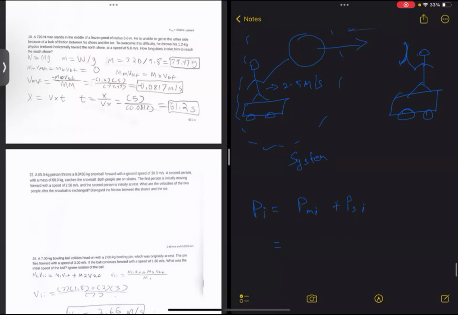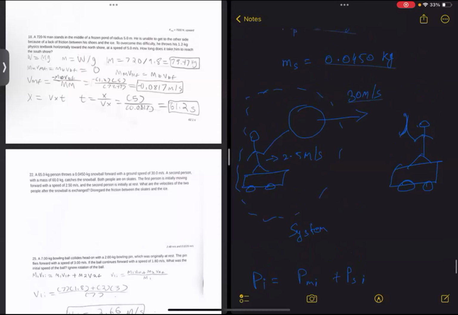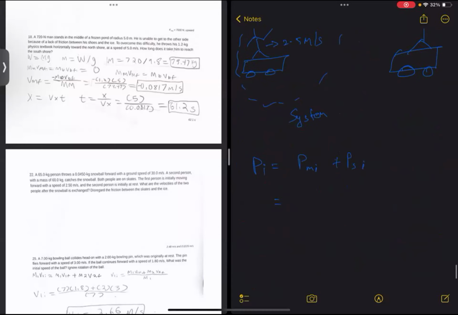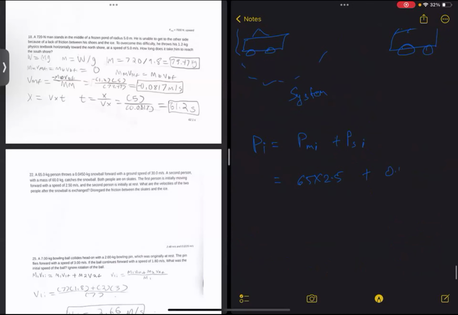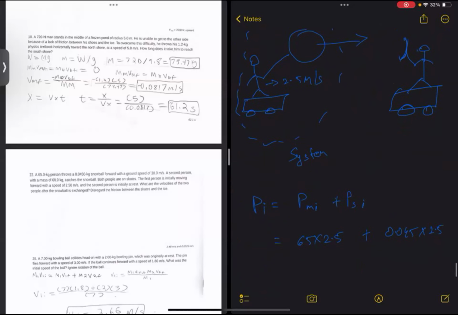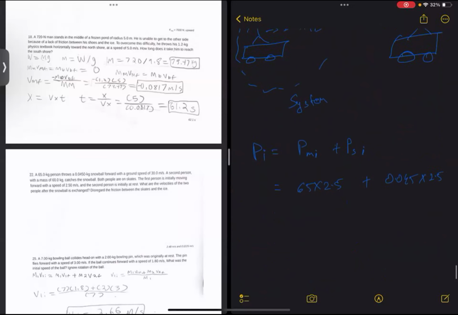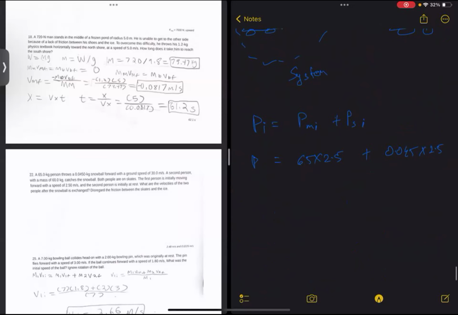What is the mass of the person? That is 65 kg. So 65 kg multiplied by 2.5 meters per second. And the snowball is of mass 0.045 kg, and that is also moving at 2.5 meters per second because it is in the hand of the person. So this is the initial momentum of the system.